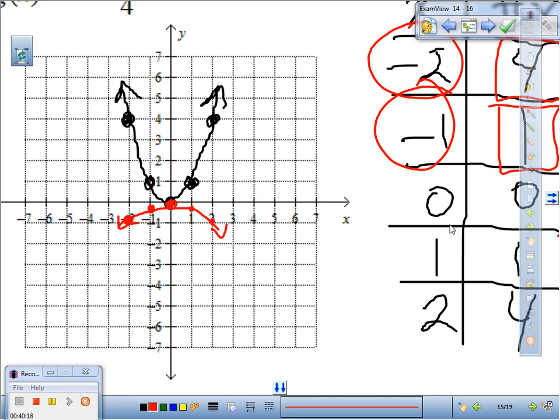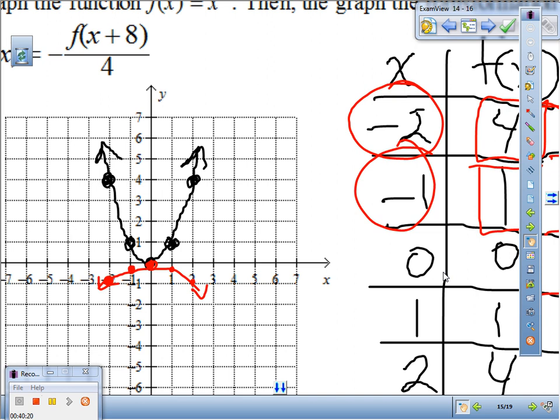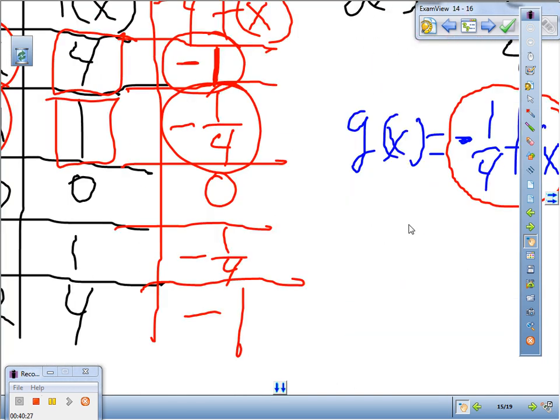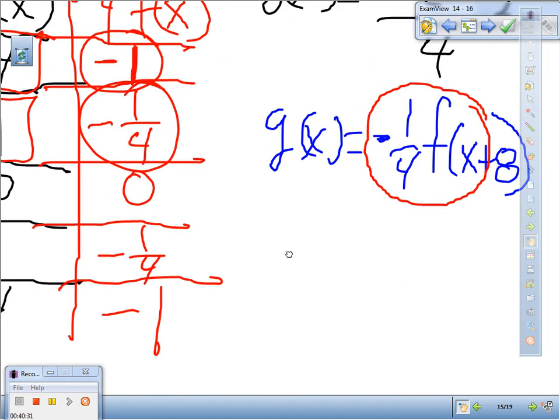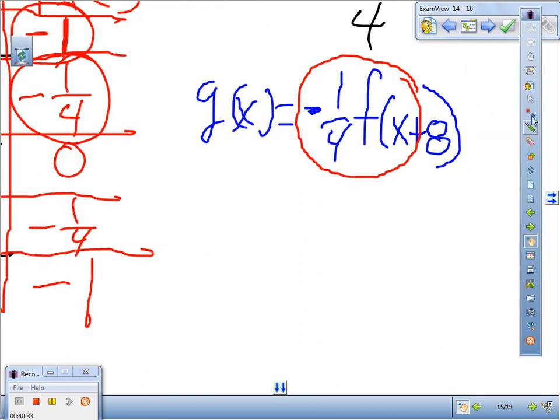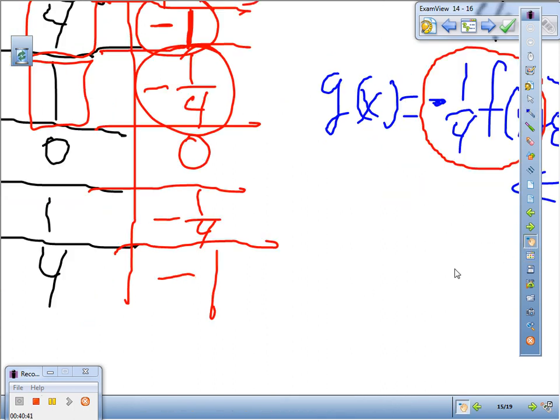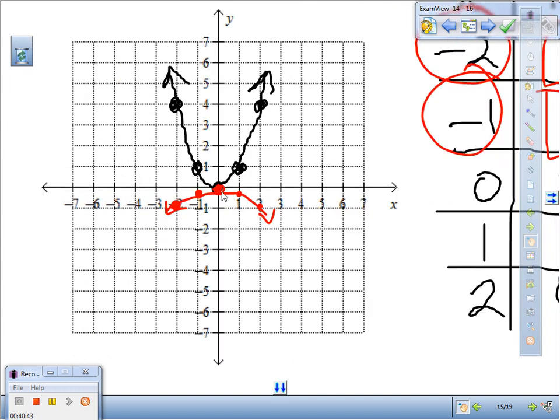So first of all, what do you guys notice happened? It compressed, but also it inverted. Why? Because it has a negative on it. Okay. Are we done? No. Switch to blue, and now we're going to do the last transformation, which is 8 steps to the left. So I want you to move all those points 8 steps to the left.